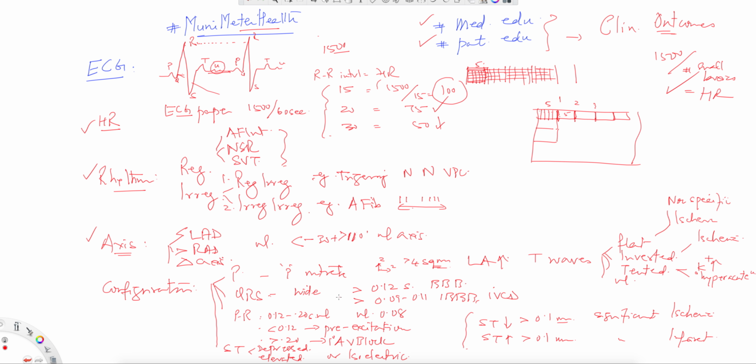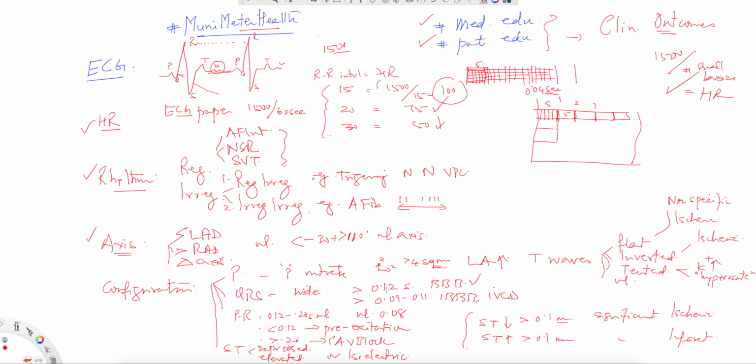Your QRS, when the QRS is more than 0.12 seconds, that's considered as a bundle branch block. Remember, between 0.09 to 0.11 is incomplete bundle or IVCD. Now, when you say 0.12 seconds, that means it's implying 3 small boxes. Remember, each box is about 0.04 seconds if you were to calculate. So 3 boxes in between would be about 0.12.